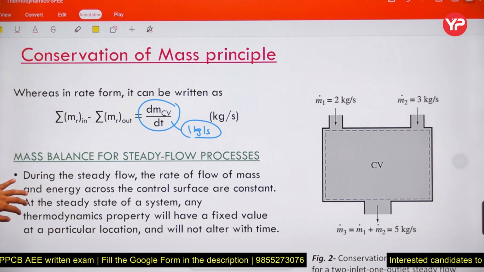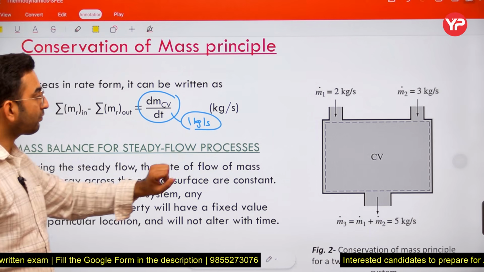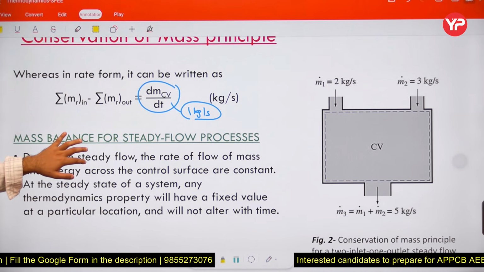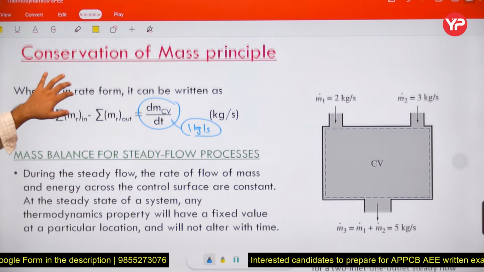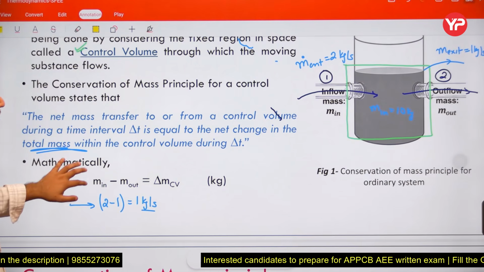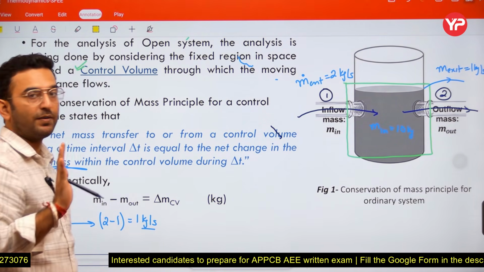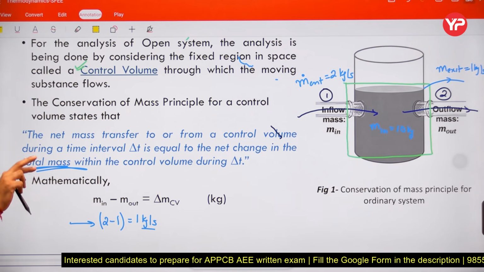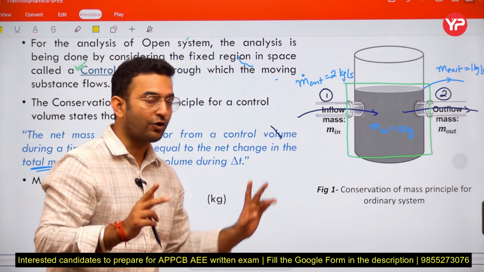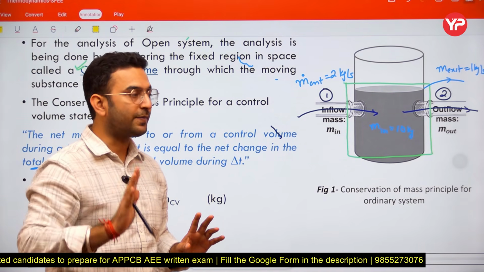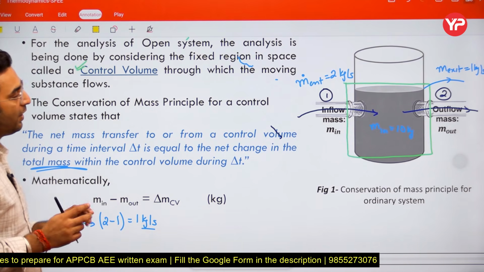Now just see. In this case we have assumed that the mass flow rates at the inlet and at the outlet are different, and correspondingly the mass inside the control volume is changing continuously with respect to time. Now just see the next part.